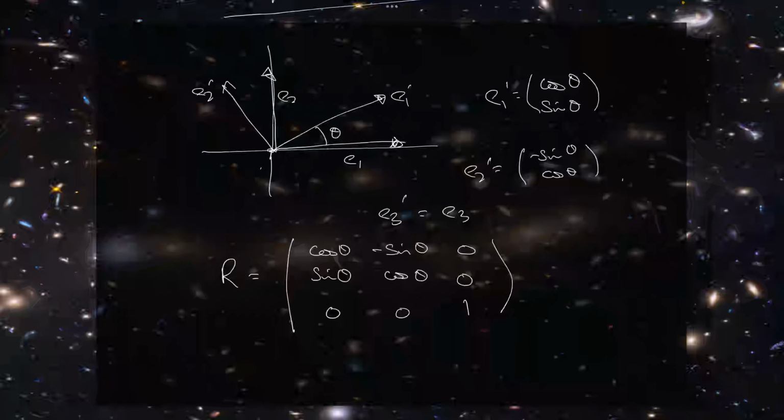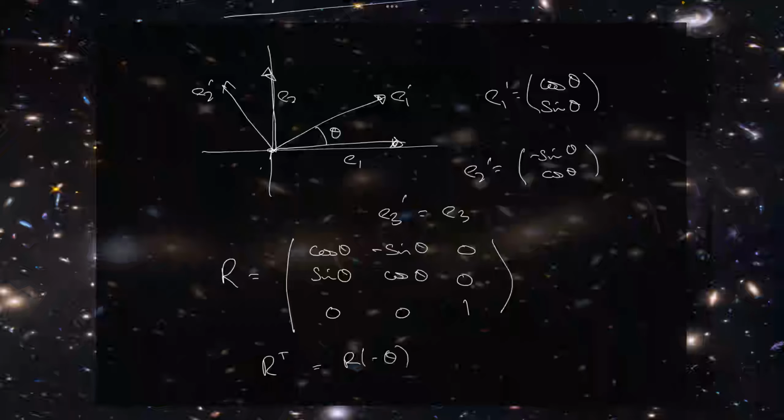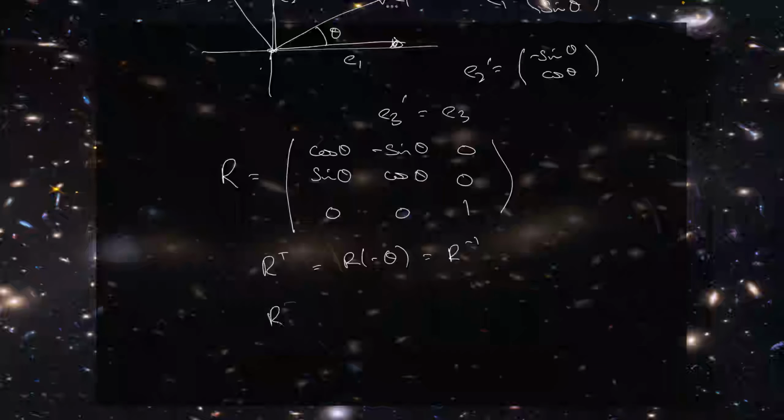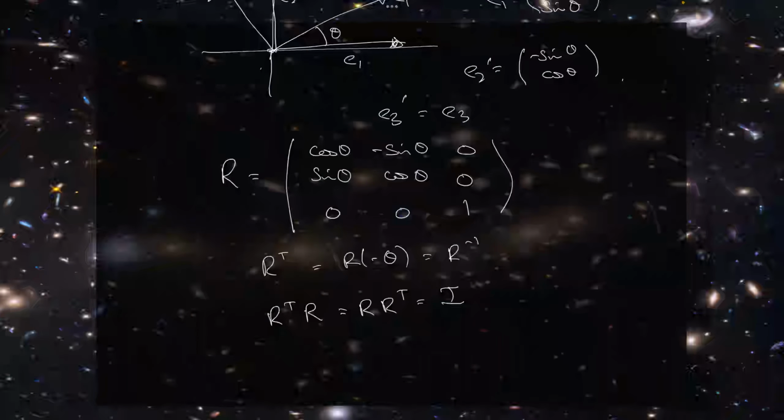And what we can notice is that the transpose is the rotation, but with the angle minus theta. Rotation with angle minus theta is just the inverse map. So we know that R transpose R and R R transpose are equal to the identity. Note also the determinant of R is equal to 1. Now these conditions in 3 dimensions characterize a rotation.